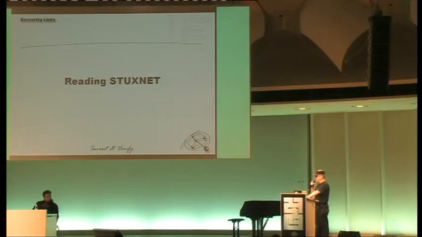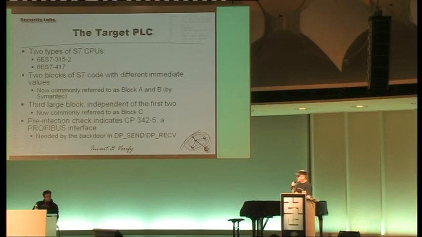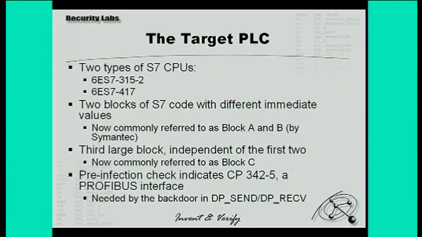So, reading Stuxnet. Well, what's already quite known, it targets two specific CPUs. That's to distinct the target that it's looking for. It contains 3 blocks of PLC code. 2 of them are pretty identical. Some NX started to call them block A and B, so I'm staying with their terminology here so nobody gets confused. And there's a third very large block that is referred to as block C.